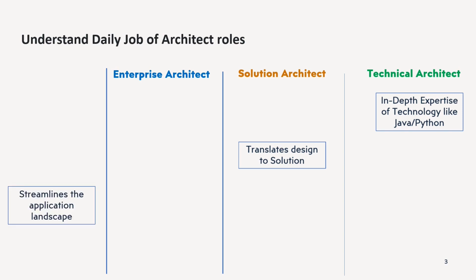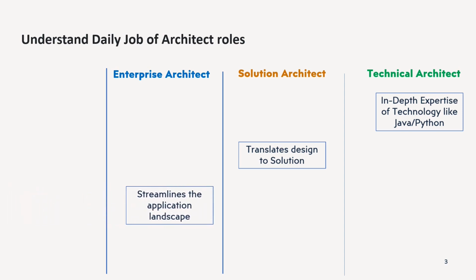Now, there's a person who streamlines the whole application landscape. When I talk about the app landscape, it means all the applications in the organization. So the enterprise architect is going to do this job because they have an idea about the app landscape and they have the very big purview of the product lines across the organization. Now let us see the next one.